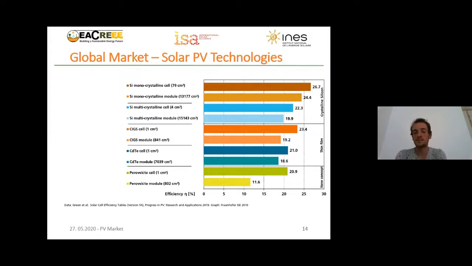Now, the last generation is a very, very tiny part of the global market. It's not at a global scale for industrial processes. We have organic cells, organic modules, and also perovskite modules that are starting to be developed and have a promising efficiency. That was for the global solar technology market.